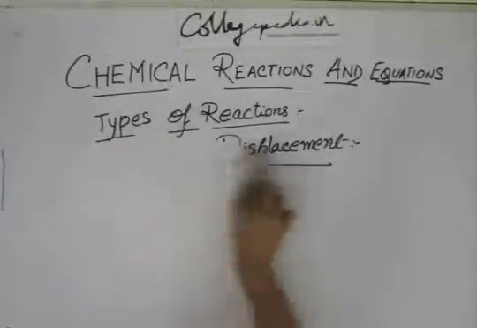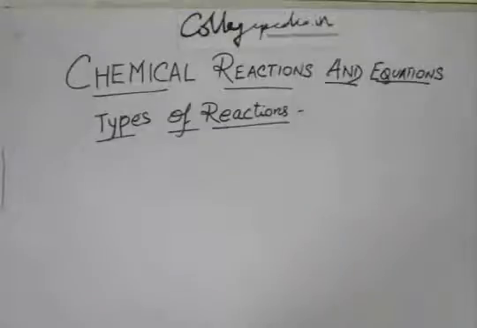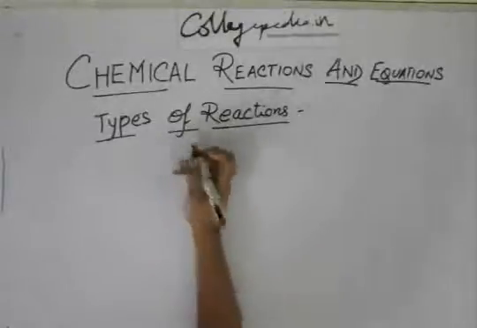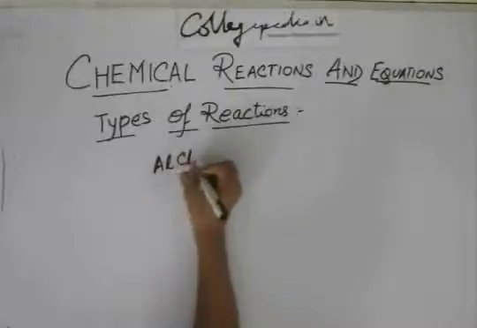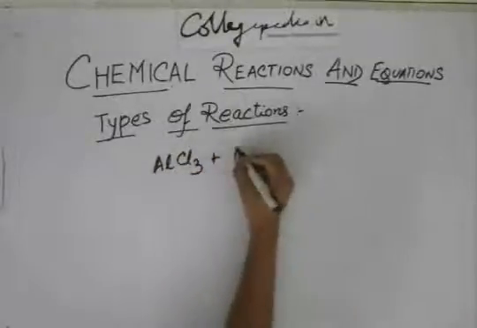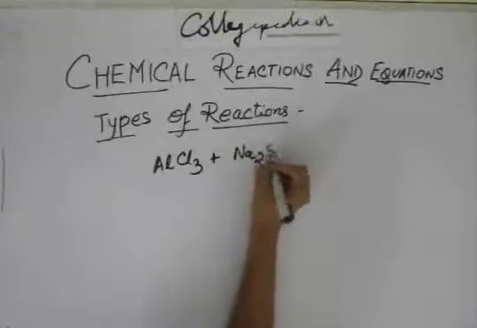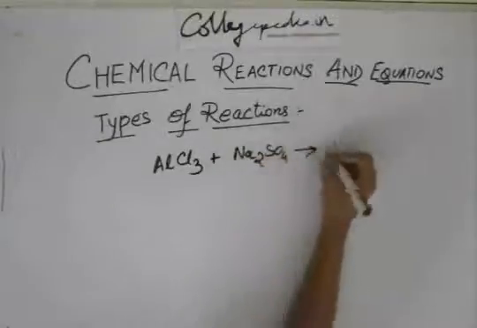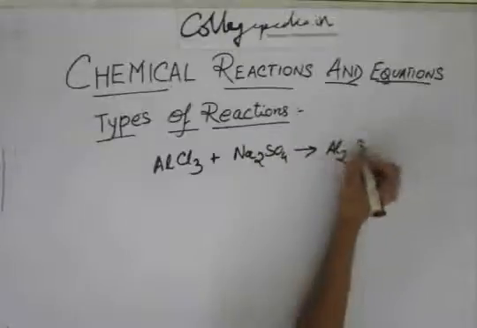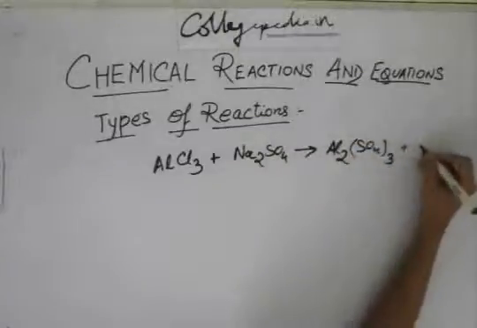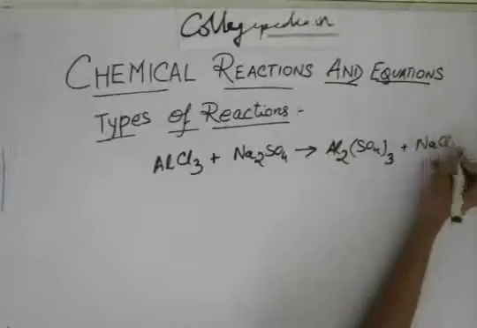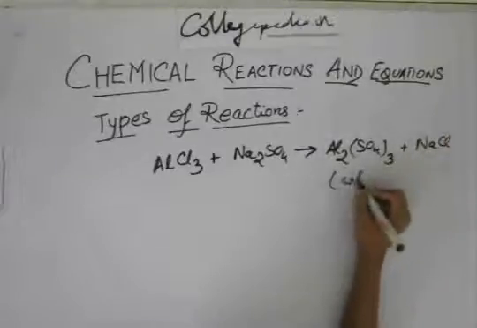So that is about double displacement. I'll give you one more example. There are many examples as such. Suppose you have AlCl3 and Na2SO4. This will give Al2(SO4)3 plus NaCl, and this will be a white PPT.